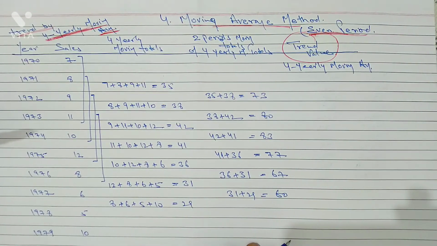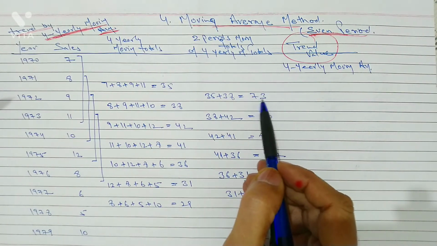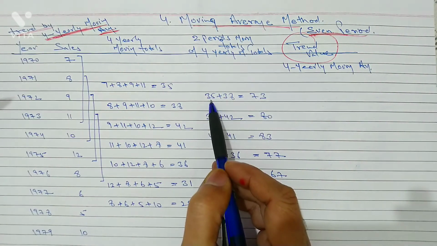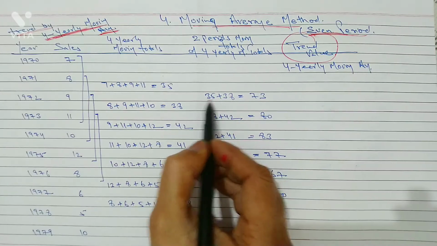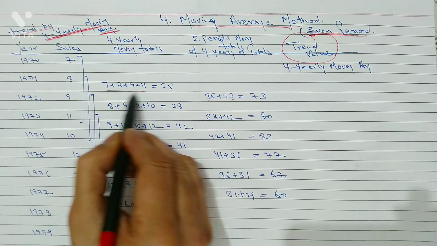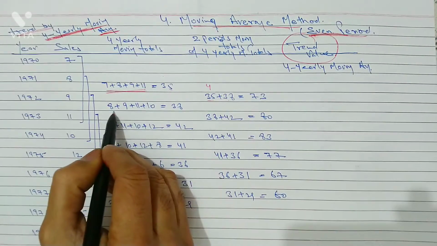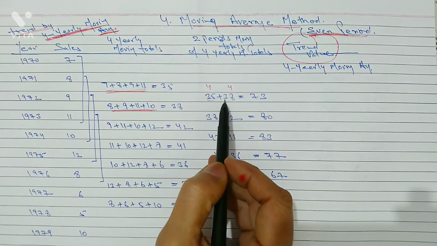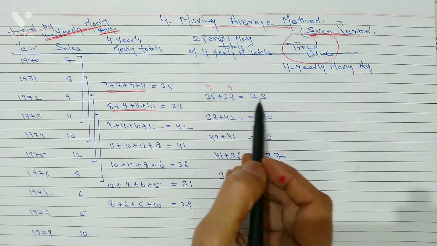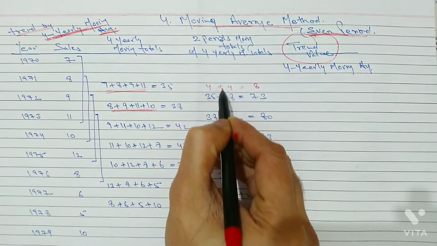Trend value is the 4 yearly moving average. Now 73 is a total of 35 and 38. 35 is a total of these 4 terms and 38 is a total of these 4 terms. Means 35 plus 38 equals 73. 73 is a total of 8 terms.